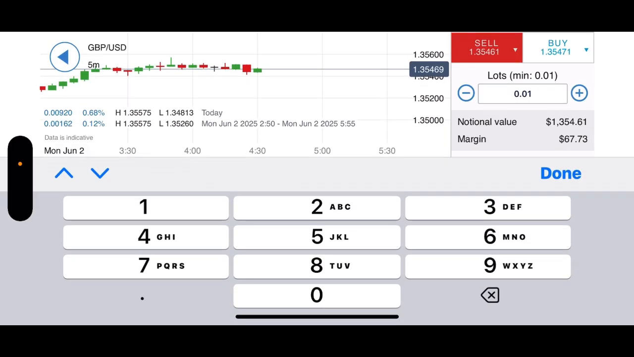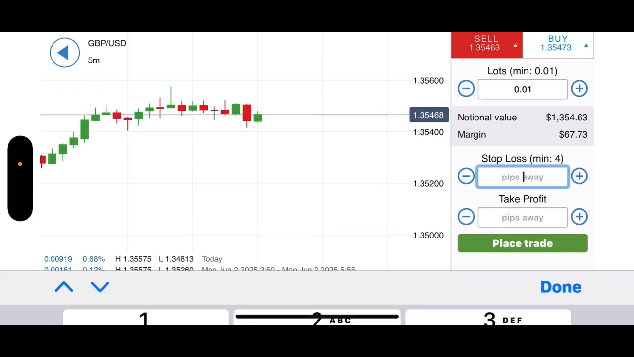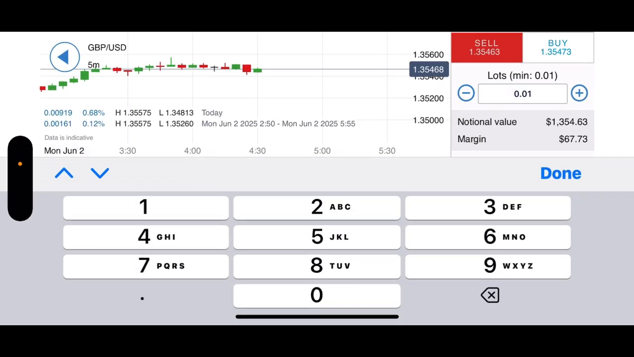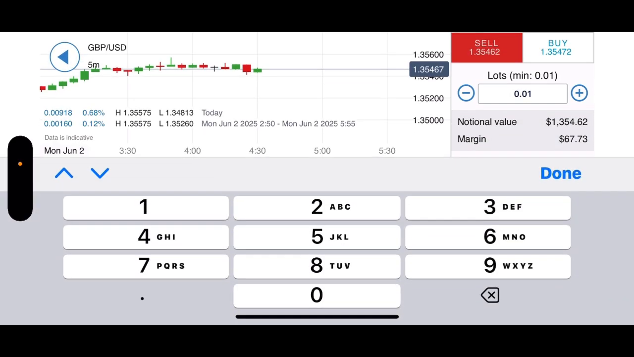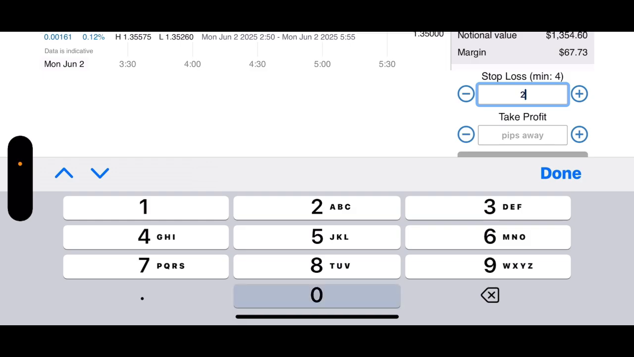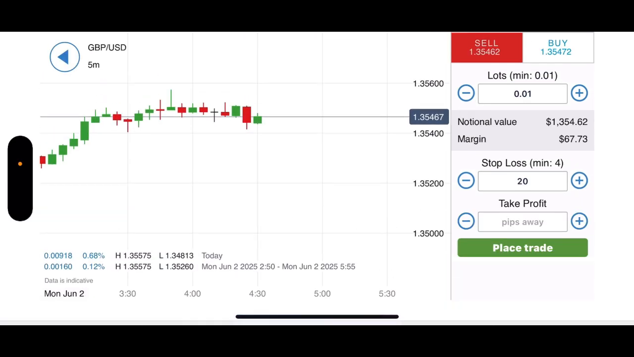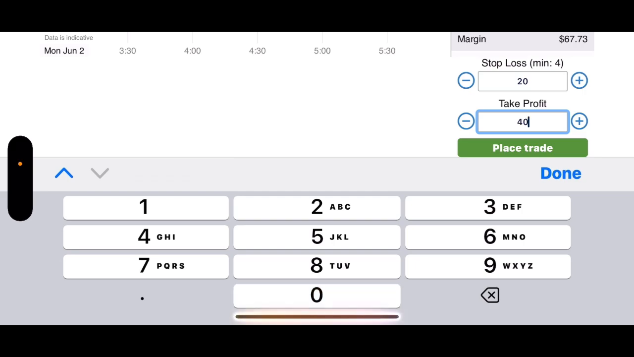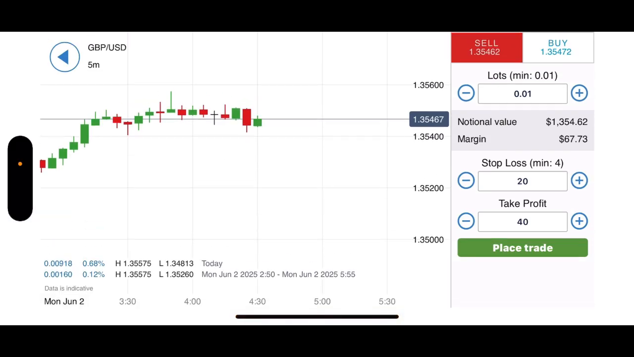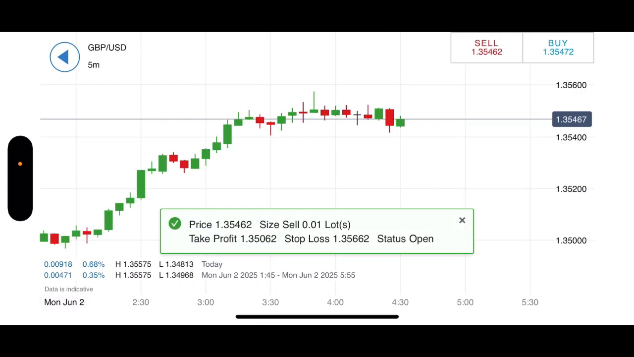Stop loss, let's see here. Not sure why I'm able to get this to come up. $20. And let's say a take profit of 40. Okay, we can put in this trade.